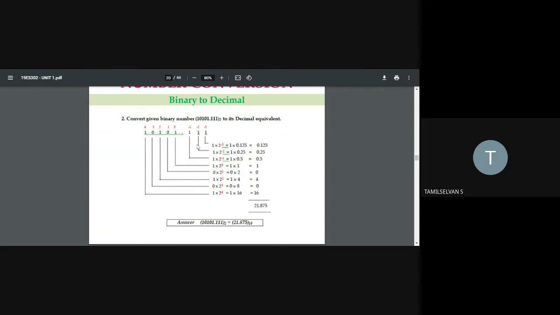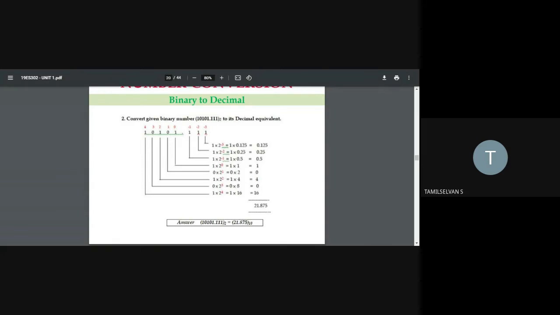So the left to right order has to be maintained in floating point numbers, and only for floating point numbers. That is, this number is 2 power minus 1, this number is 2 power minus 2, this number is 2 power minus 3. So 2 power minus 3 means 1 by 2 power 3, that is 1 by 8.